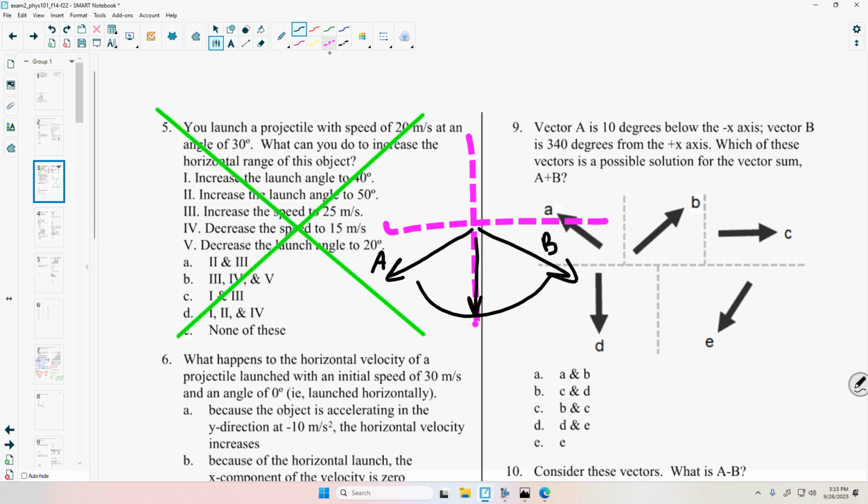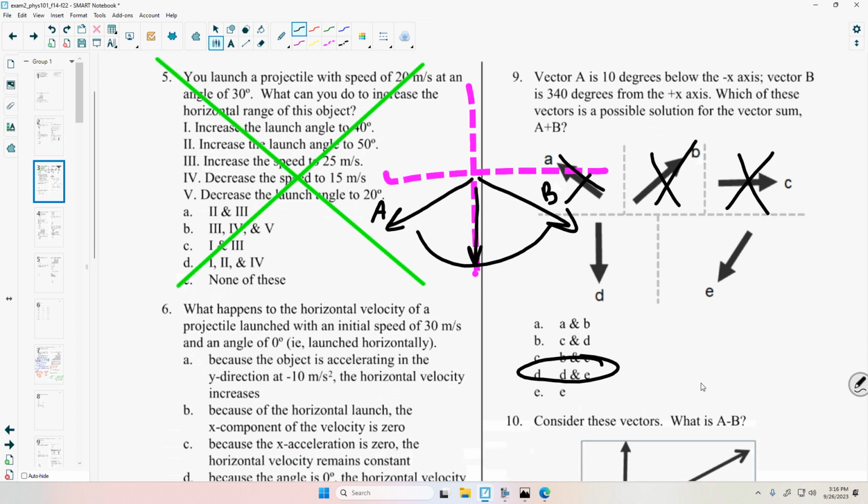The sum of these two vectors cannot lie in this region. It has to be in between these two vectors. So that means I can't have A or B or C. I could have D and I could have E. So it has to be answer D. Okay?